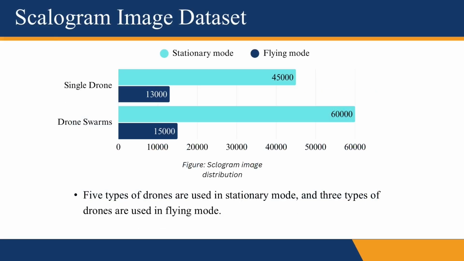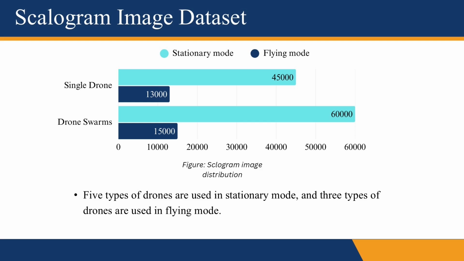Using these scalogram images, we created a radar dataset that includes both single drone and drone swarm scenarios. For the stationary drone cases, data was collected using 5 different drone types, while 3 drone types were used for the flying drone cases. The single drone dataset consists of 45,000 stationary drone scalogram images and 1,000 flying drone scalogram images. The drone swarm dataset consists of 60,000 stationary and 15,000 flying drone scalogram images.